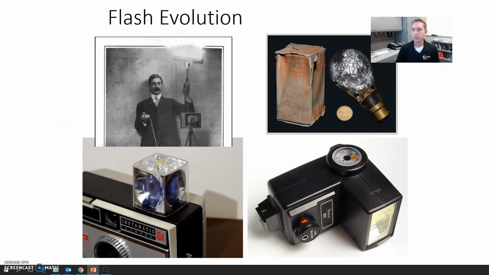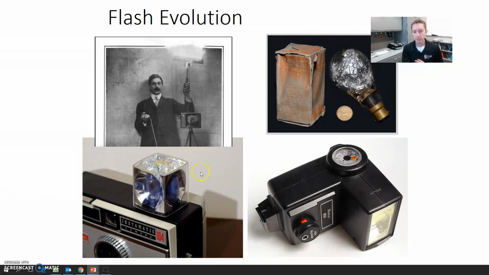Now, taking a look at the history of flash units, we started off with literally gunpowder being lit off and creating a bright light. We moved forward into some flash bulbs that were basically one-time use flash bulbs. So you can see the bulb there that has kind of like the tinfoil looking inside of it. That was a one-time use device.